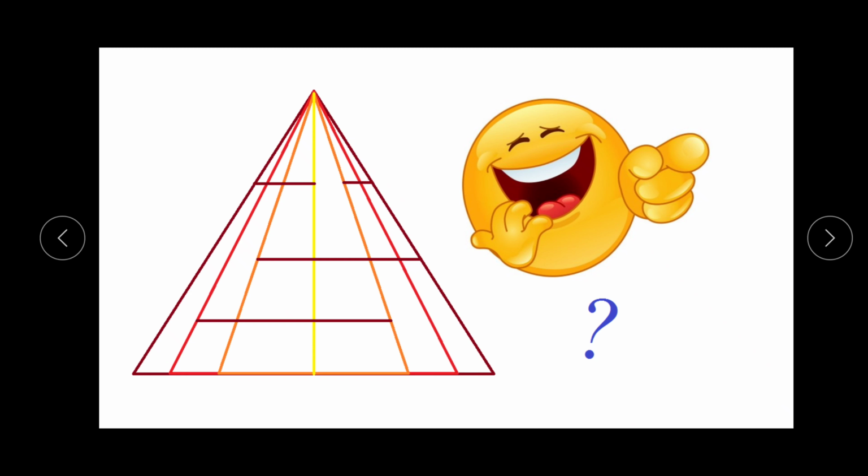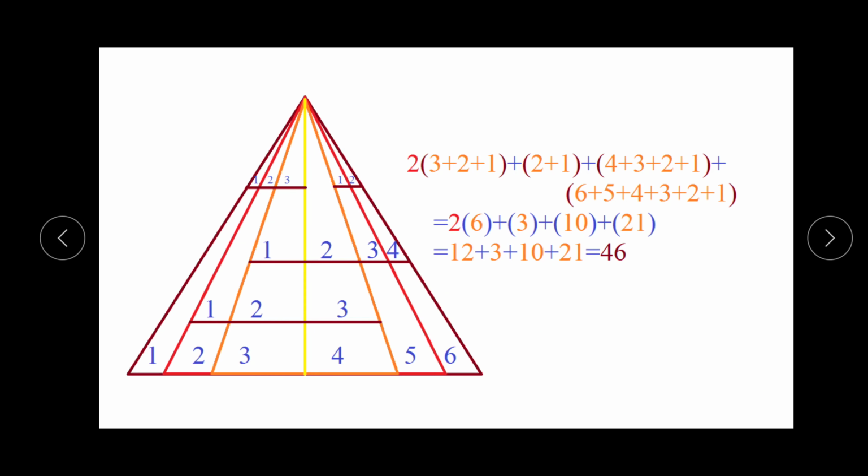If we have to find the triangles in this figure, it seems very complex, but it is not so hard. It is also very easy. In the previous figures we were numbering. Here also we will number. These are 1, 2, 3. This is 1, 2. This is 1, 2, 3, 4. This is 1, 2, 3, 4, and this is 1, 2, 3, 4, 5, 6. Like this we can see here.